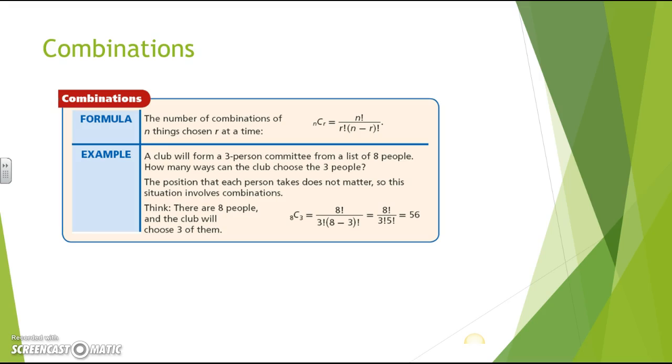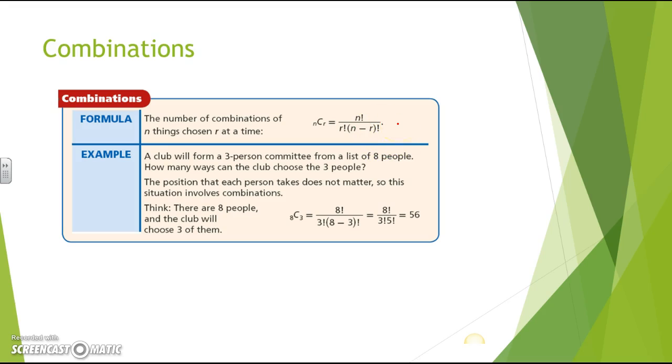Now we're going to get into combinations. The combination formula is a little bit different than the permutation formula. For the combination formula, the number of combinations of n things chosen r at a time is nCr equals n factorial over r factorial times (n minus r) factorial.